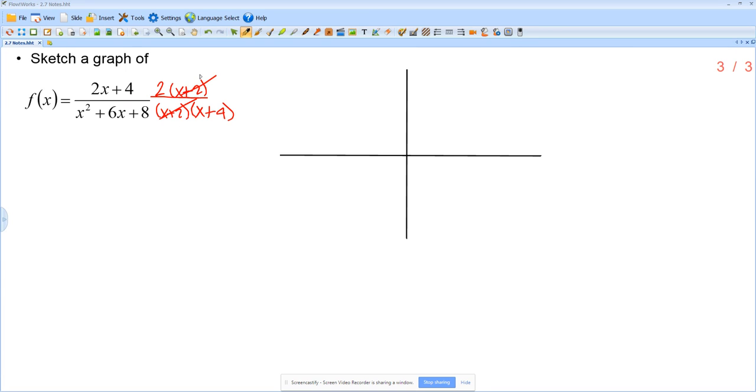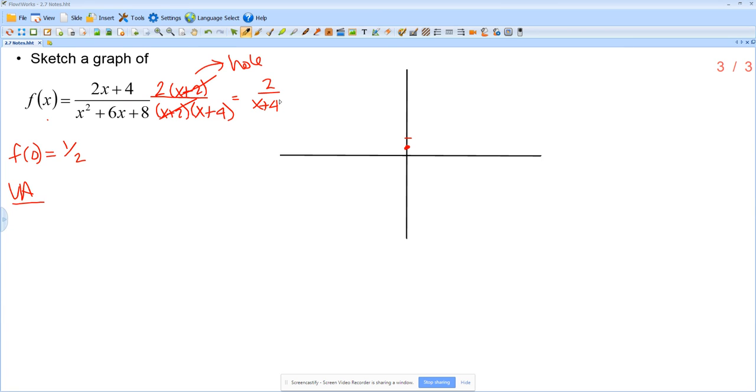Our x plus 2's cancel, and what this tells us, again, if we remember, is a hole happens in the graph. So we'll just keep that in mind as we go on throughout this. First, f of 0. By the way, sorry, we're using 2 over x plus 4, so we can find everything using this. If I substitute 0 into this, I get 2/4, which is 1/2. So I know (0, 1/2) is my y-intercept.